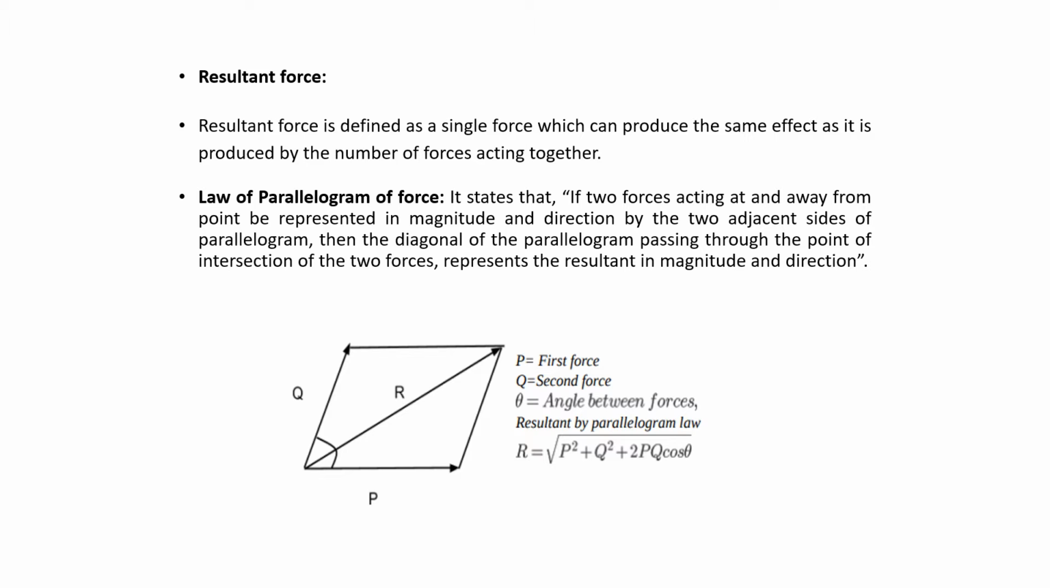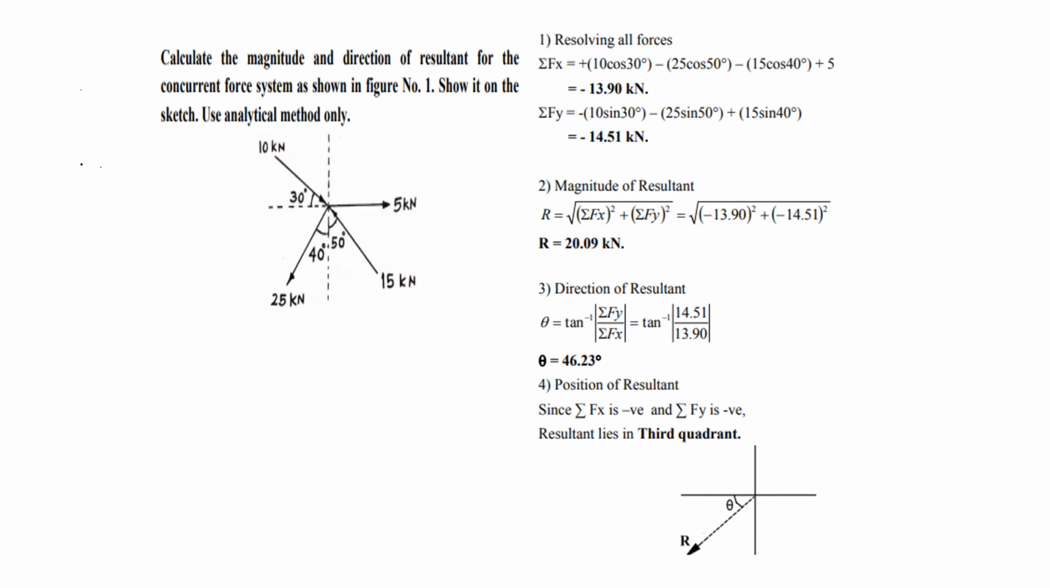P is the first force, Q is the second force, and theta is the angle between the forces. The resultant by the parallelogram law has the formula R is equal to under root of P square plus Q square plus 2PQ cos theta. We will use this formula for solving the numericals. Now we will see examples.